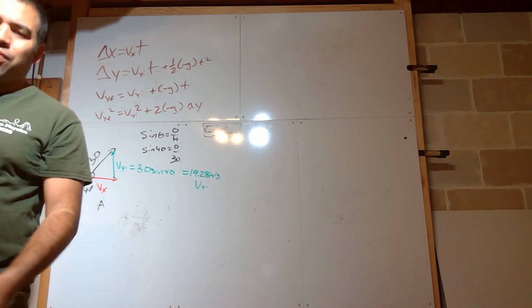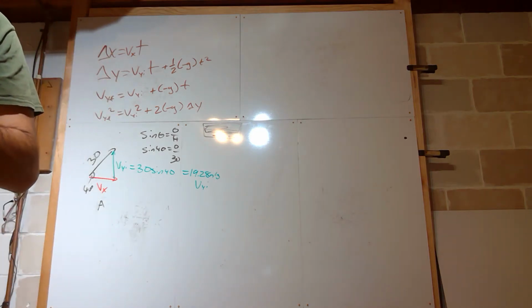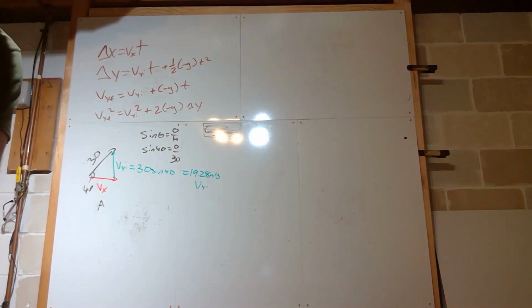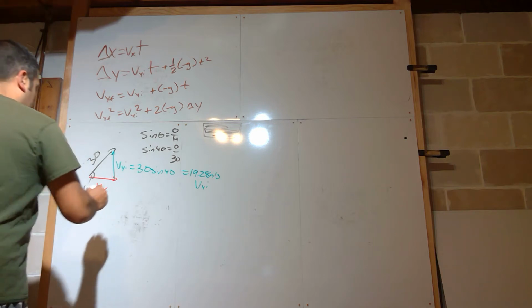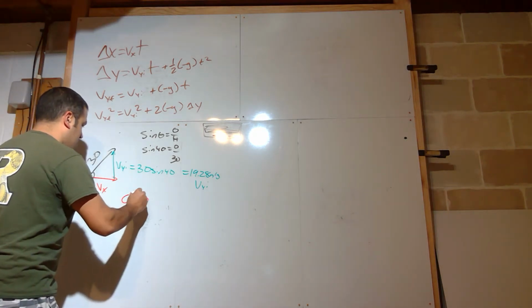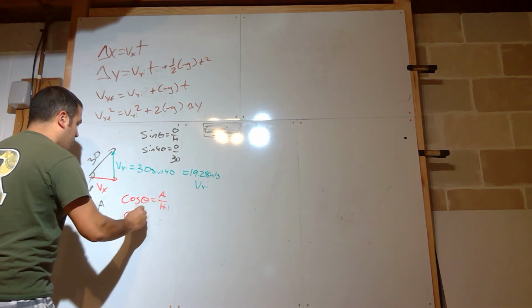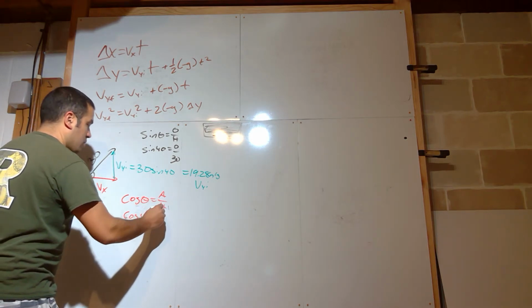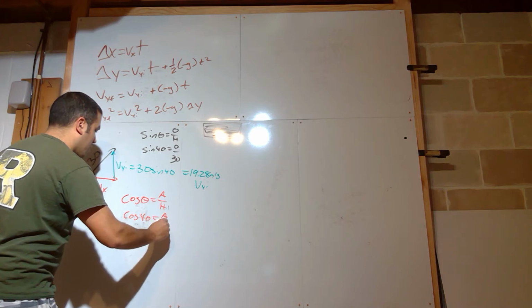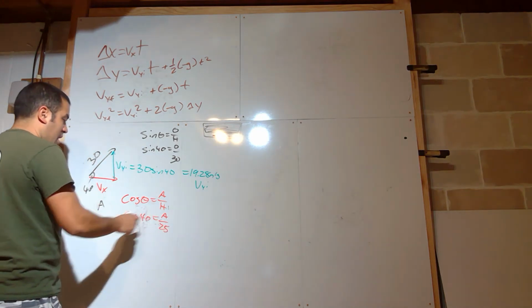We do the same thing for the x direction. It's just that we're going to have to use cosine there. So if I was doing cosine theta equals A over H, it'd be cosine 40 equals A over 25. Now, if I multiply both sides by 25, I would get A.